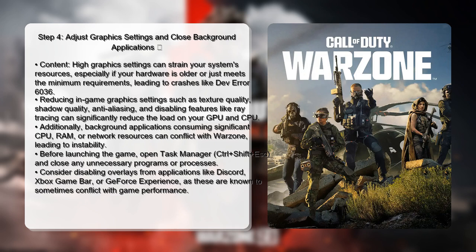Additionally, background applications consuming significant RAM or network resources can conflict with Warzone, leading to instability. Before launching the game, open Task Manager, and close any unnecessary programs or processes. Consider disabling overlays from applications like Discord, Xbox Game Bar, or GeForce Experience, as these are known to sometimes conflict with game performance.